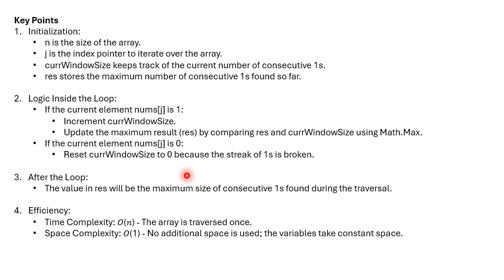So what are the key points here? We have some initialization that I explained, and inside the loop, the logic that I already explained. We have to find the consecutive ones during the traversal of the array. Whenever we encounter a one, we increase the current window size, and if we encounter a zero, we reset the current window size. If we encounter a 1, we also update the result with the maximum of the previous result and the current window size. And after the loop, we'll get the maximum size of consecutive ones in our result variable.